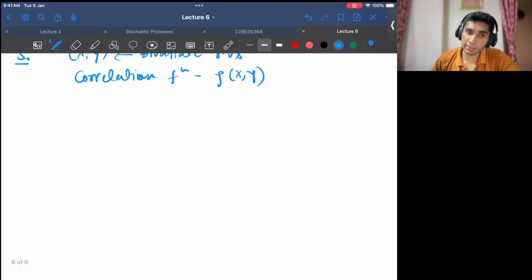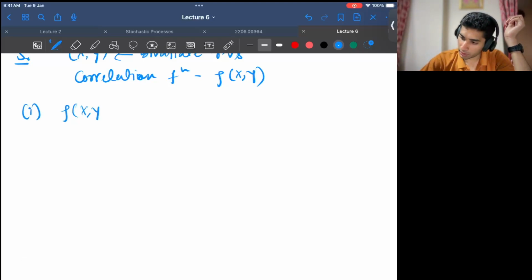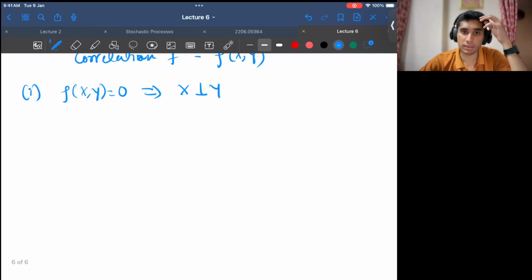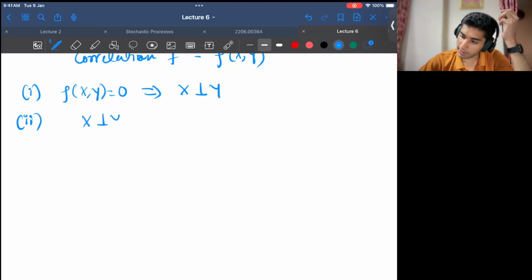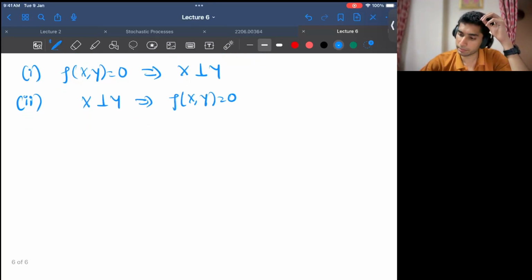There are some statements given to you, and you have to tell if these statements are true or false. The first statement is: rho of x comma y equal to 0 implies that x and y are independent. The second statement is: x is independent of y implies that rho of x comma y is equal to 0.